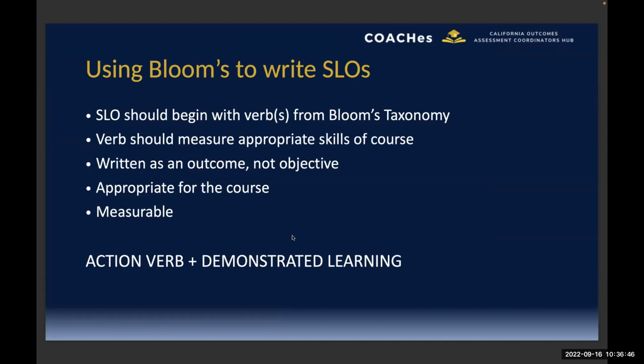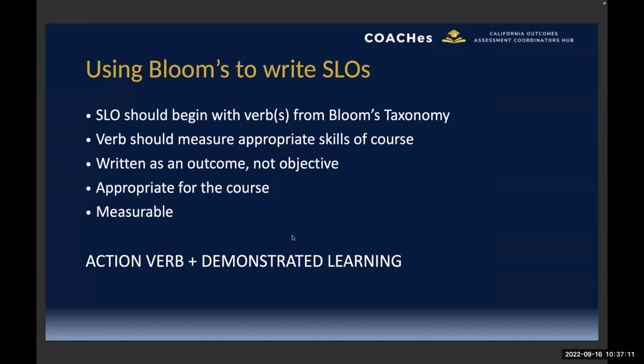The verb should measure the appropriate skill of the course. Okay, we are looking at the outcome, not the objective. What is the student able to do? What competency do we want them to show? Okay. Is it appropriate for the course? So this is where alignment and mapping comes in. We want to make sure that our learning outcome is appropriate for that course. And again, it needs to be measurable.